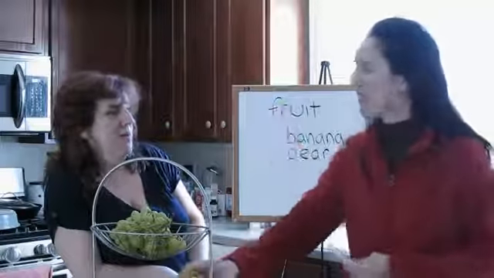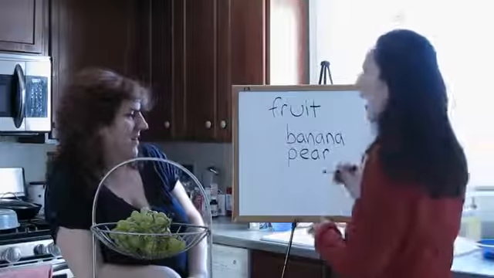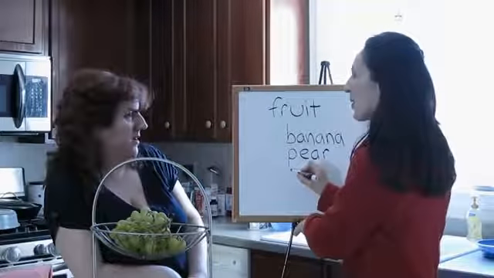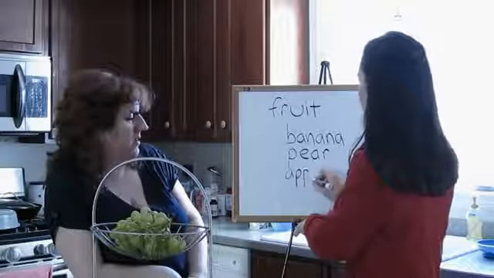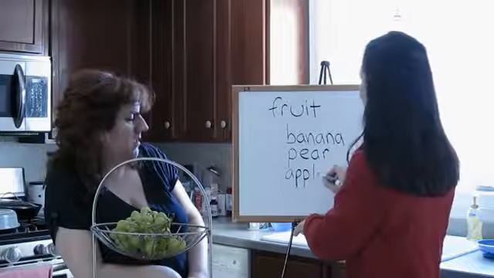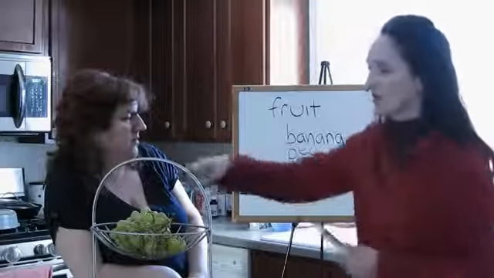Apple. A. A. Apple. How do we spell apple? A. B. B. Good. L. E. Good. And what are these?